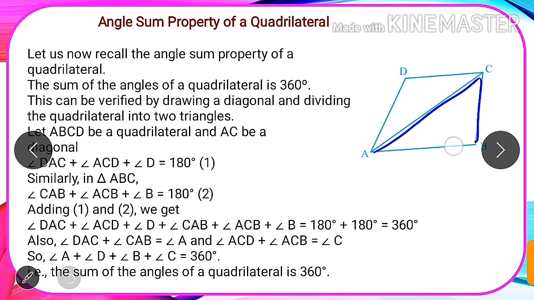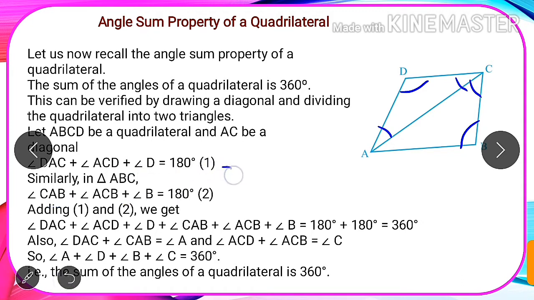Therefore, in triangle ABC, we can say this angle B, this angle BAC, and angle BCA, these three angles, if we add them, we will get 180 degrees. Similarly, in this particular triangle, if we add angle D, angle DAC, and angle DCA, adding all these three angles, we will get 180 degrees. So what we have got is this one plus this one plus this one equals 180 degrees, and again this plus this equals 180 degrees, which we have written like this.